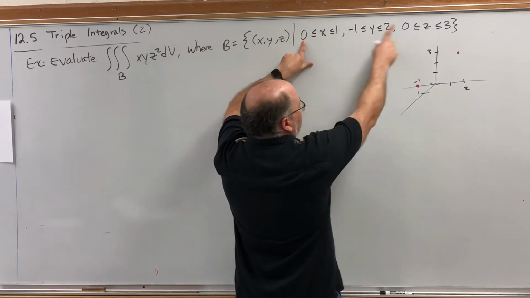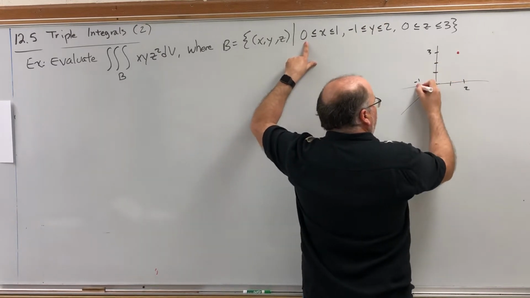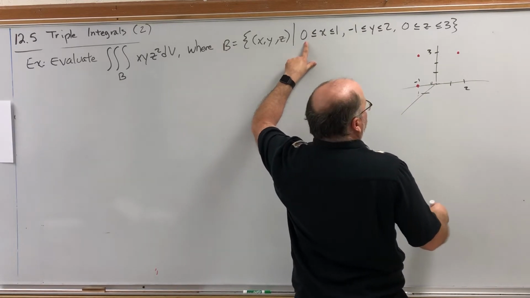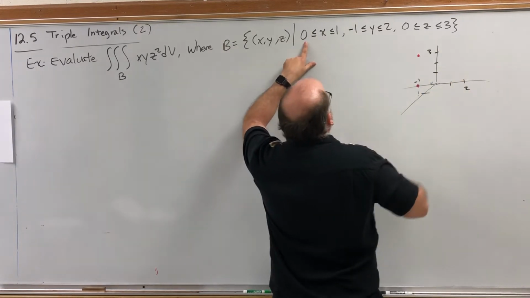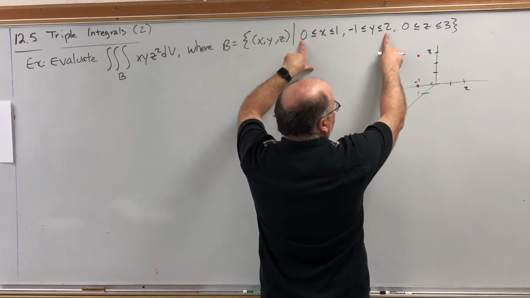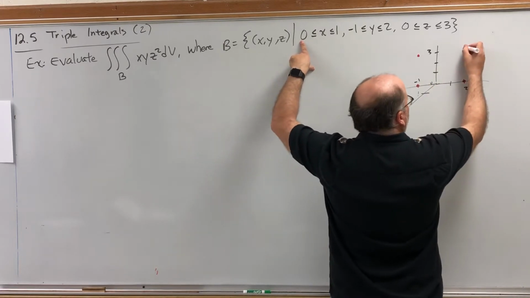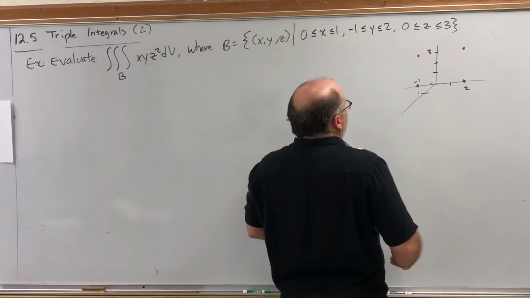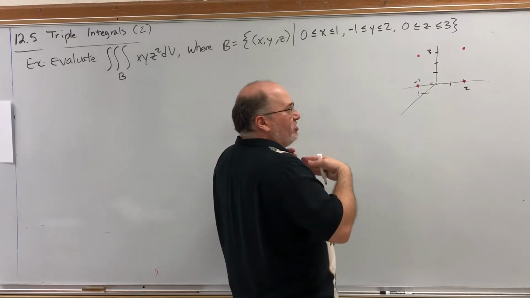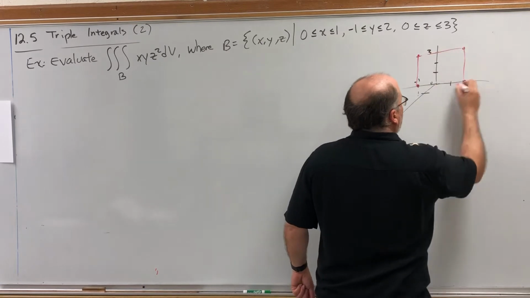So 0, -1, 0, and 0, -1, 3. And then we'll take that one off for a second. Now let's do the 0, 2's. 0, 2, 0, which is here. 0, 2, 3, which is there. So these are the four corners of the back of the box, because I have the x that's furthest back. Let's go ahead and connect those.